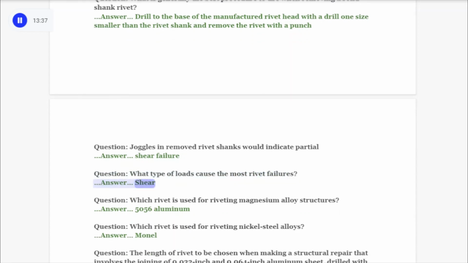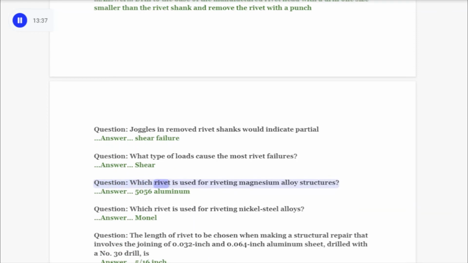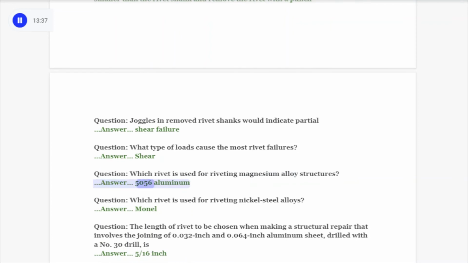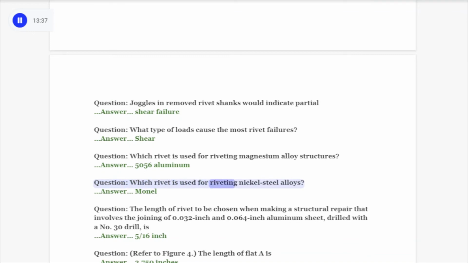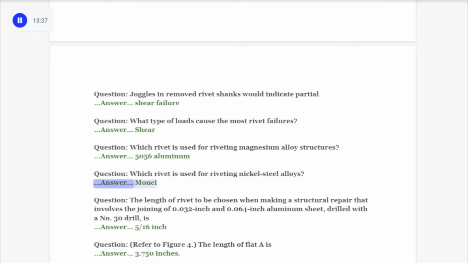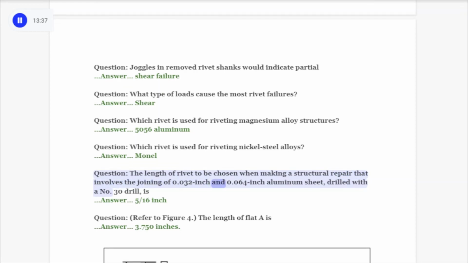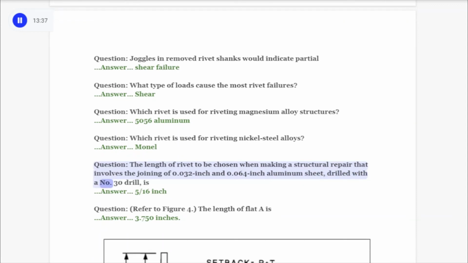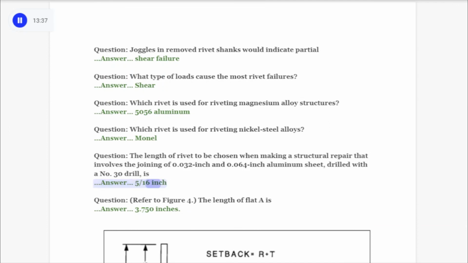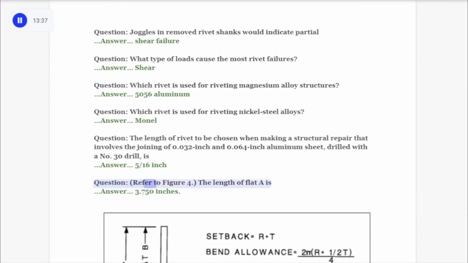Question: what type of loads cause the most rivet failures? Answer: shear. Question: which rivet is used for riveting magnesium alloy structures? Answer: 5056 aluminum. Question: which rivet is used for riveting nickel steel alloys? Answer: Monel. Question: the length of rivet to be chosen when making a structural repair that involves the joining of 0.032-inch and 0.064-inch aluminum sheet, drilled with a No. 30 drill, is? Answer: 5/16 inch.